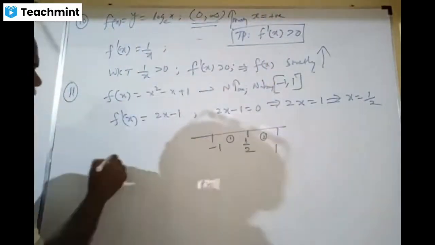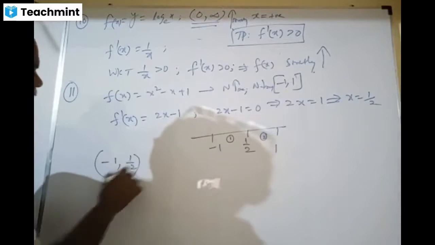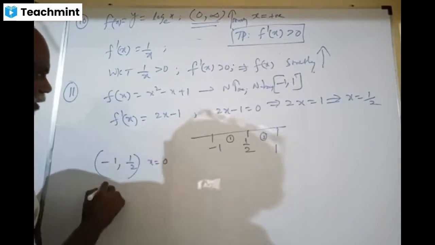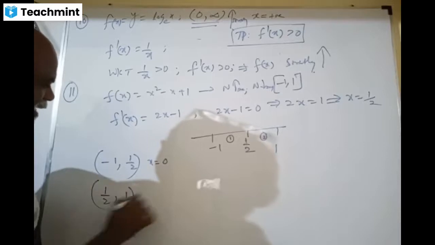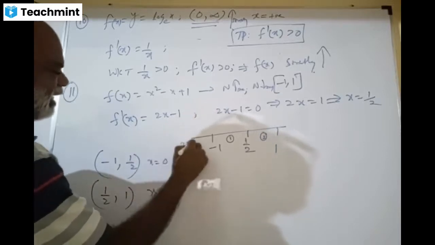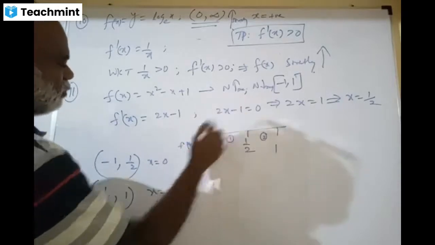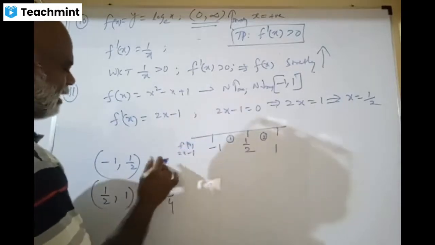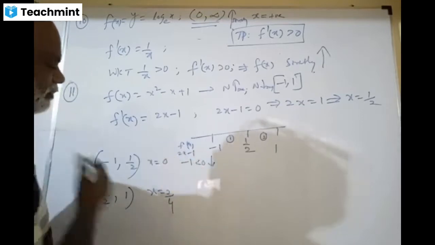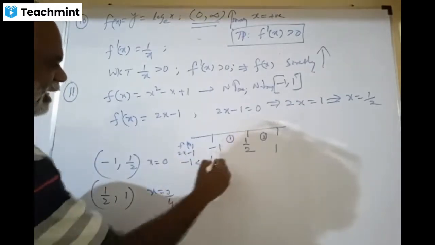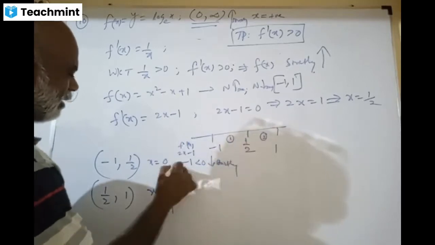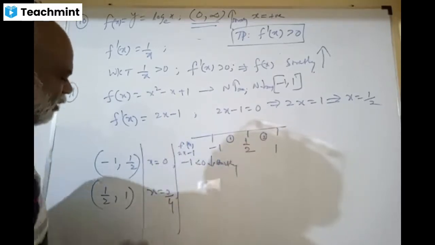In the interval minus 1 to half, take x equal to 0. In the interval 1 by 2 to 1, take x equal to 3 by 4. This is f dash x, which is 2x minus 1. Put x equal to 0, it becomes minus 1, less than 0, so strictly decreasing. But put 3 by 4 here.